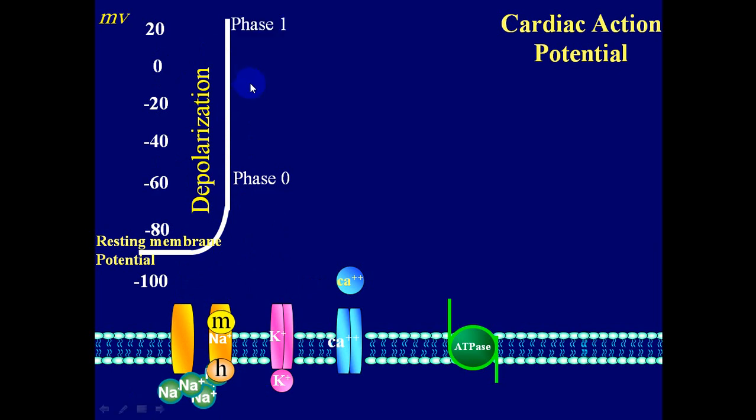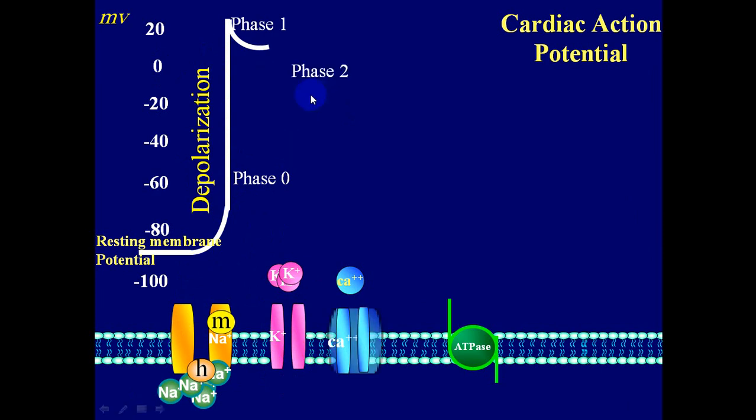After that, there is phase 1, which is the early phase. Look, the potassium channel is open, and potassium slowly effluxes out of the cell, and this is the early phase of repolarization. The next phase is the slow phase, due to the slow calcium channel, the L channel. We have L and T. This is the slow L.